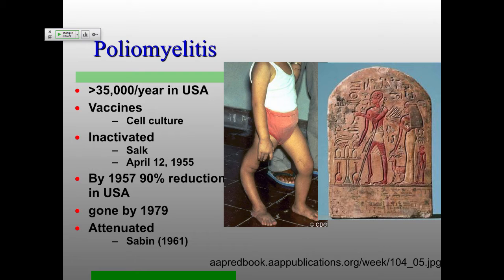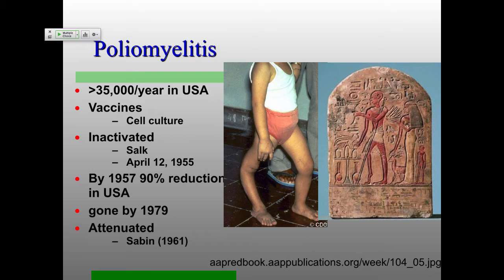Also, you'll see them in arms of kids. Before there were vaccines, there were over 35,000 cases a year of polio in the US. And the big advance in terms of actually being able to make vaccines was being able to grow viruses in cell culture. So not actually having to use animals to produce the virus. And then the original vaccine was an inactivated virus. So make large amounts of active and pathogenic virus and just kill it.